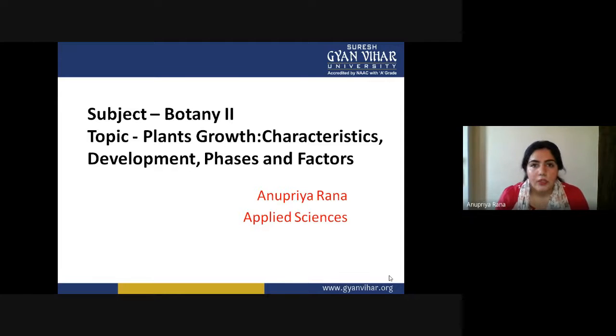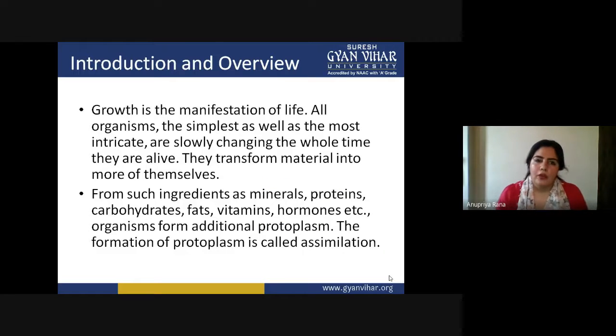Plants also have their growth pattern, their developmental phases, and there are several characteristic features present during the whole growth of the plants, and also a lot of factors which influence plant growth. So in this lecture, we will see how plant growth occurs and what kind of factors help plants to grow faster and develop in a healthier way. Let's begin with the introduction and overview part.